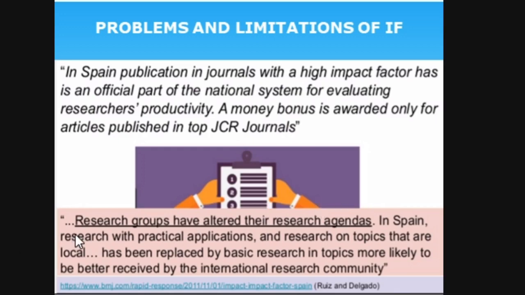In Spain, research with practical application and research on local topics has been replaced by research on topics more likely to be better received by the international research community. This is not good actually, because if you are doing research in India, first you have to address a local situation. What is the problem of librarians in India? What is the problem of libraries in India? Then you can address the international situation.